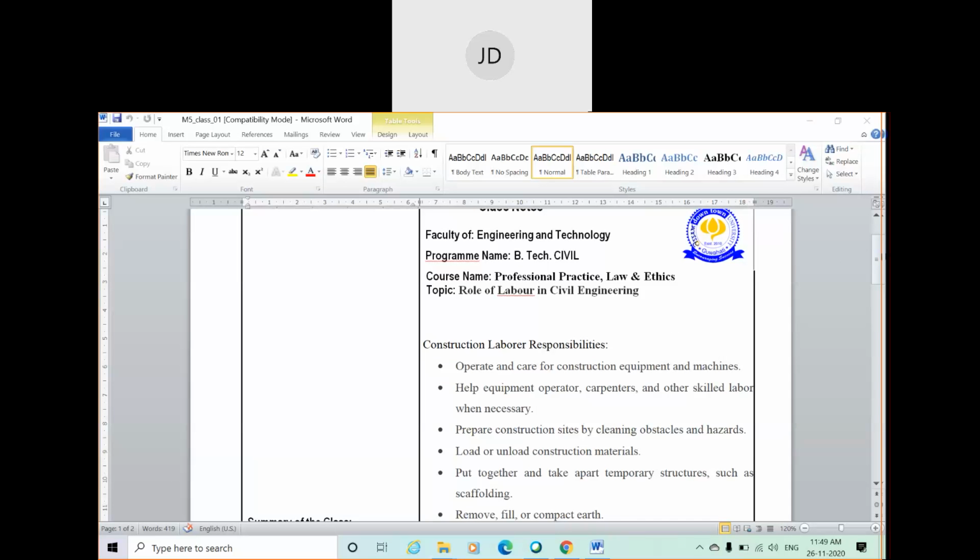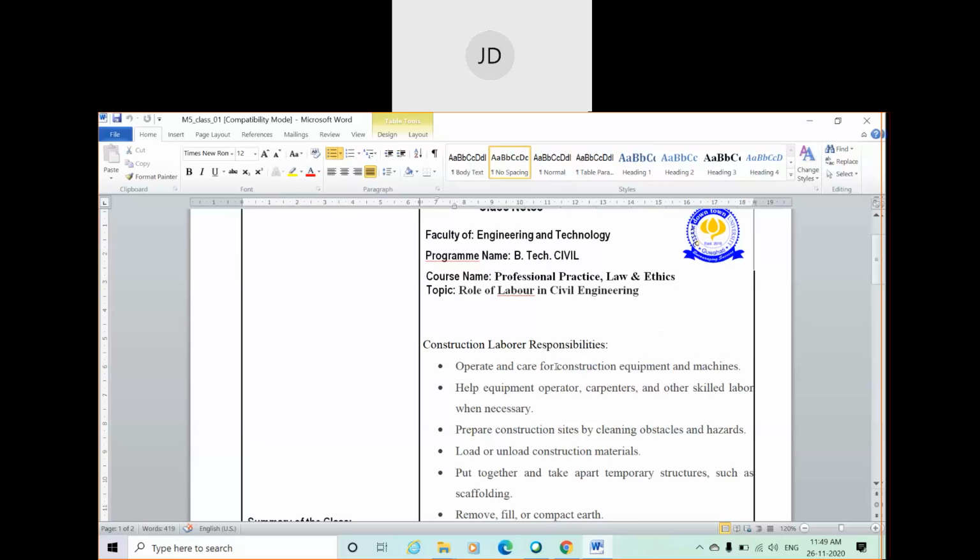Okay, so a construction labor, what they do, they operate and take care of construction equipment and machines. This is one of their responsibilities. They have to take care of the construction equipment. As a civil engineer, you must also know what construction equipment is required.